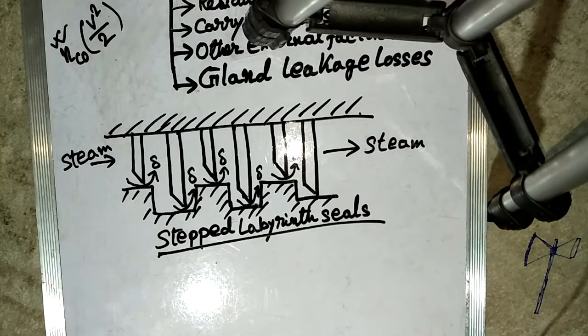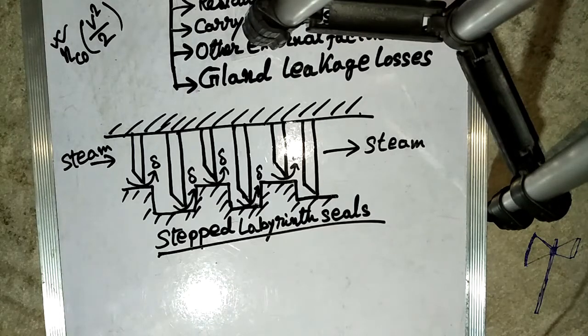So the carbon ring shields, which consist of a ring of carbon divided into segments, have rings that fit snugly to the shaft by springs so as to prevent the leakage, and may be used along with labyrinth glands in series in large turbines. Okay, so these are the losses of turbines.